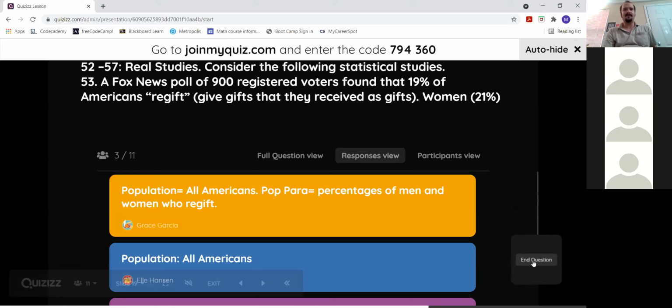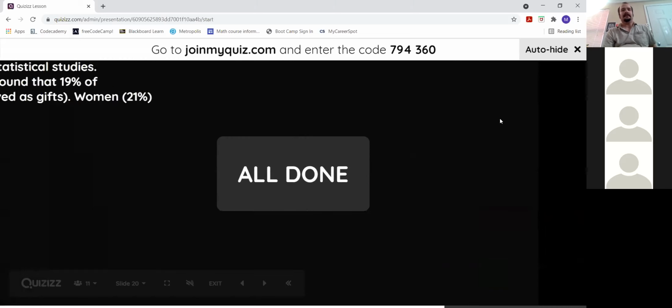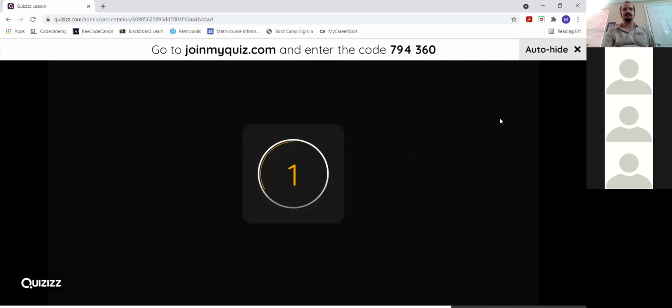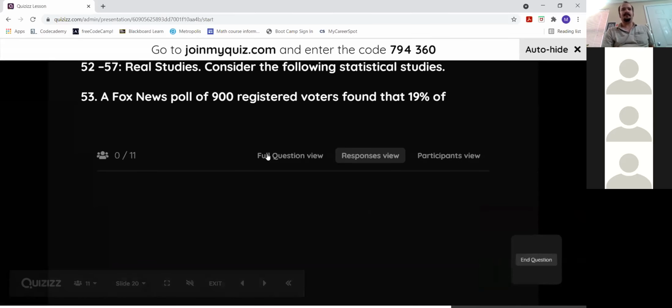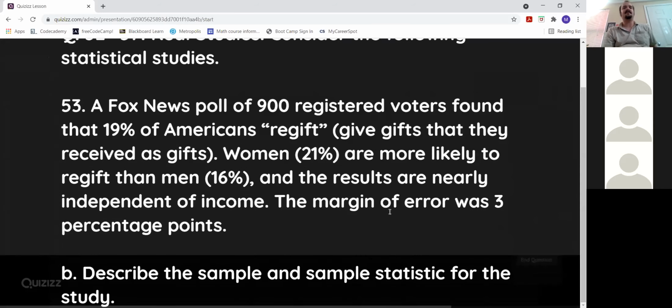I think we're going to go probably into sample next. What is the sample and the sample statistic? Is that what's next? I forgot they break these up into A, B, C, D. I think it's the last two we've got on here. Okay, Fox News poll of this, what does it say? Describe the sample and sample statistics. So the sample and sample statistics would be what? This word right here. The 900. Yes, that's my sample. My sample statistic is what? Probably this 19% regift. And they have it stratified with men and women.